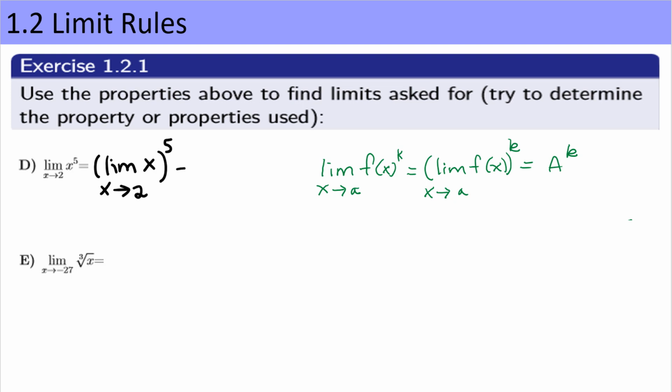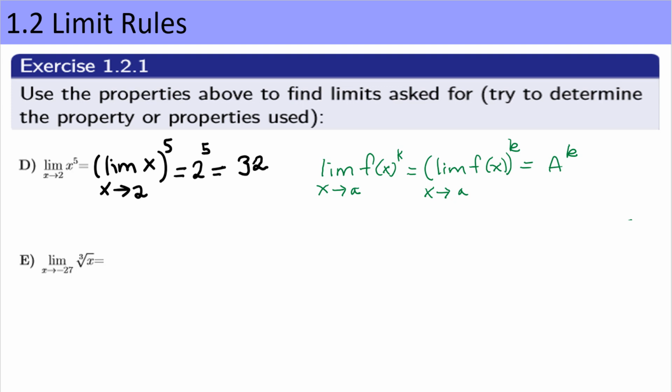Now we compute the limit inside the parentheses, and that one is the identity. So as x approaches 2, the limit also approaches 2, and we do 2 to the 5th. And so if you compute that, it's 2, 4, 8, 16, and your answer is 32. And finally, part E. The limit as x approaches negative 27 of the cube root of x.